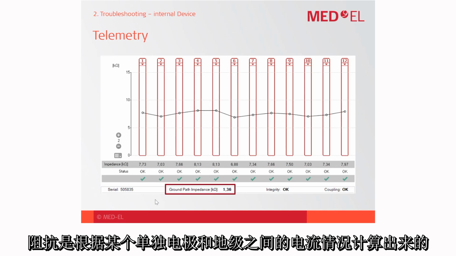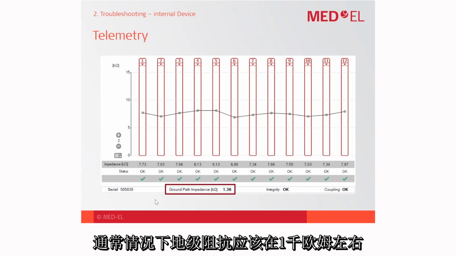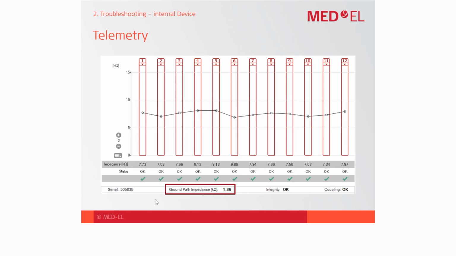The ground path impedance is a calculated value and represents the electric condition on the remote ground, which is either a separate electrode wire with clover leaves or integrated into the stimulator housing of the cochlear implant. So typically the ground path impedance should be around 1 kilo ohm as shown here in this example.